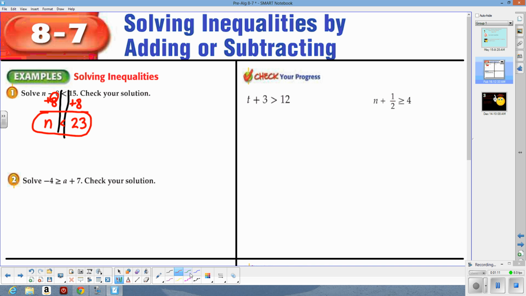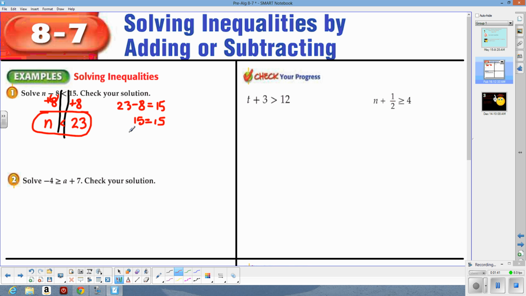To check your solution, I would do two things. I would first check to make sure that the 23 is the right number by thinking about this like it were an equation with an equal sign. So if I plug in 23 for n, does 23 minus 8 equal 15? 23 minus 8 is 15, and 15 equals 15. So I know I have this number correct.